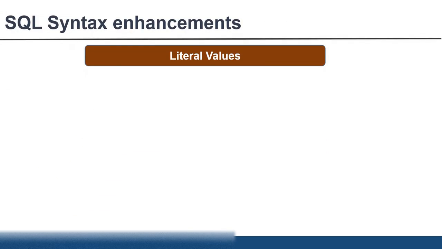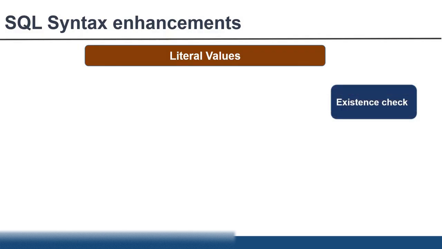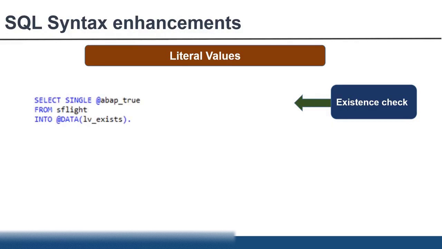Moving on to the next syntax enhancement, literal values. It is now possible to check whether a table is empty or not by a select query like shown on the screen. In this example, the flag abap_true is passed to the new variable LV_exists. So finally, LV_exists will have value X if table is not empty, else space.